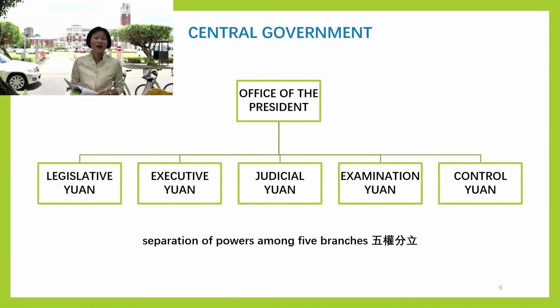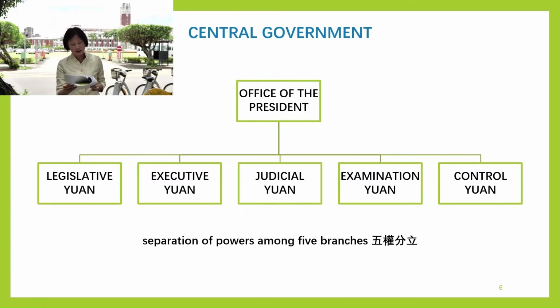Okay, now let's talk about the central government. The central government is composed of the office of the president, and we have the five branches of the central government, namely the legislative yuan, the executive yuan, the judicial yuan, the examination yuan, and the control yuan. So we have a separation of powers among five branches.